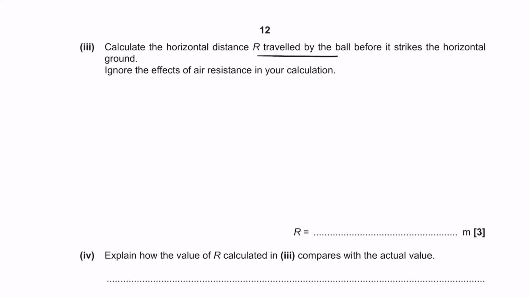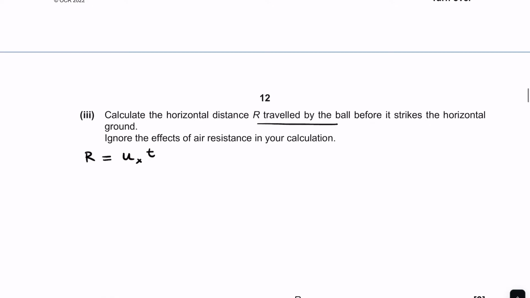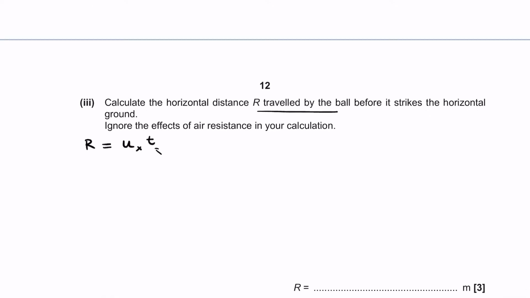So we can use SUVAT, and a very simple formula: distance is equal to the initial horizontal speed, I'm just going to put it ux, times the time. We already know the horizontal speed is what we calculated in the previous part, 7.7 meters per second. So all we have to do is figure out the time using SUVAT.